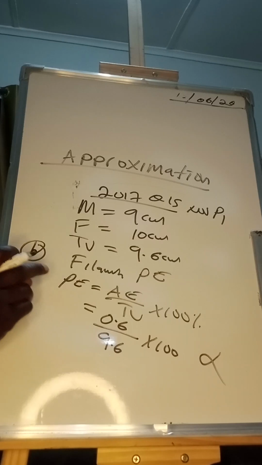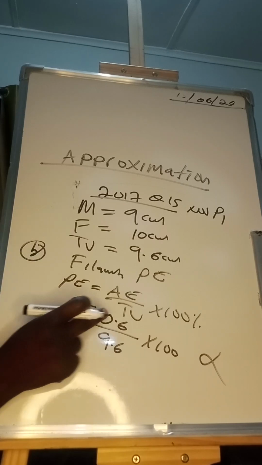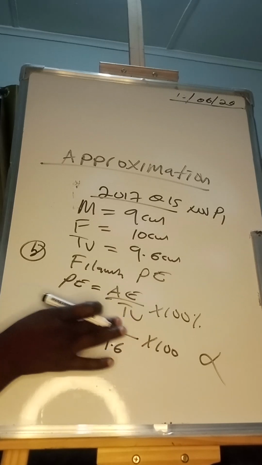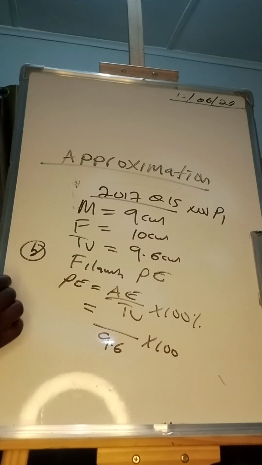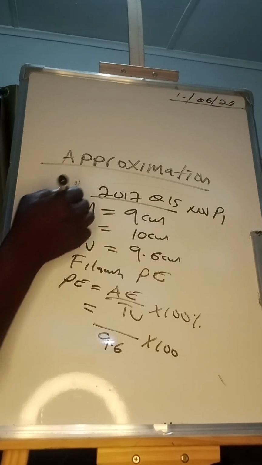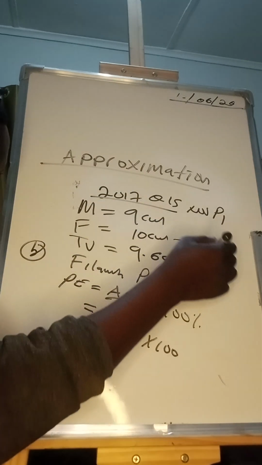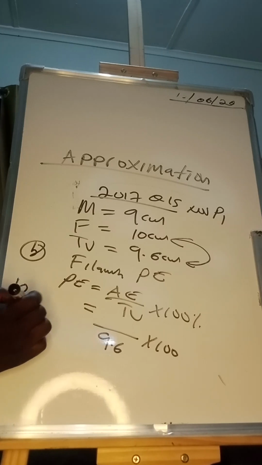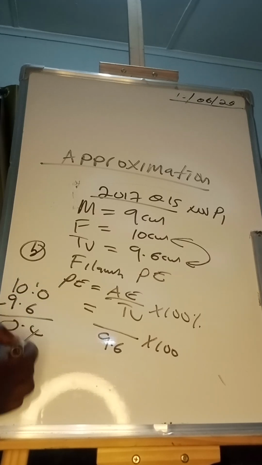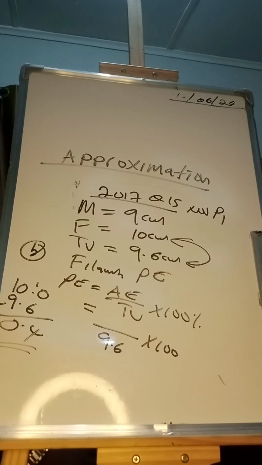They didn't say Misoz's. This 0.6 is for Misoz. So you have to find the absolute error for Filamba. You have to subtract Filamba and the true value, these two. So 10 and 9.6. You put a 0 here so people can see. Without a calculator, it's 0.4. How? With a calculator, sorry.